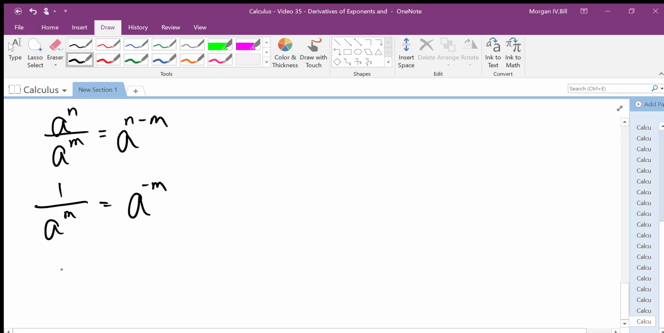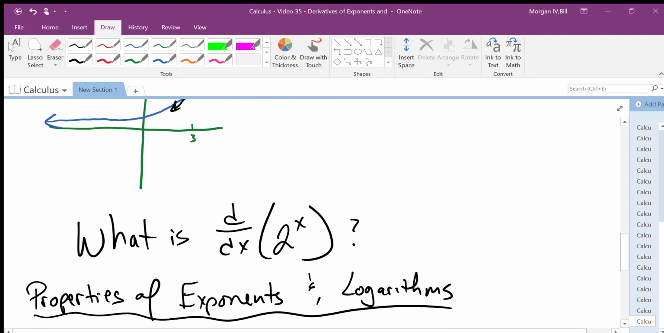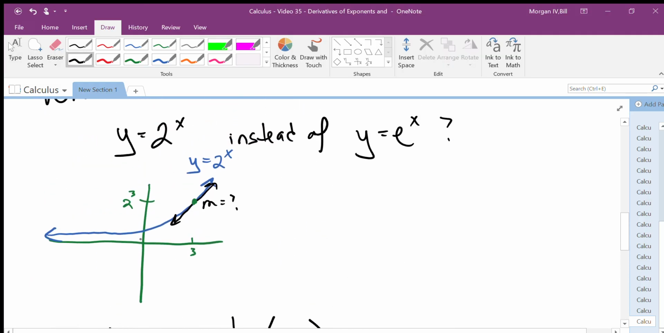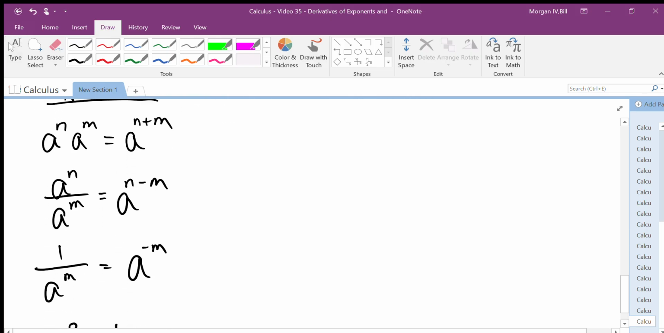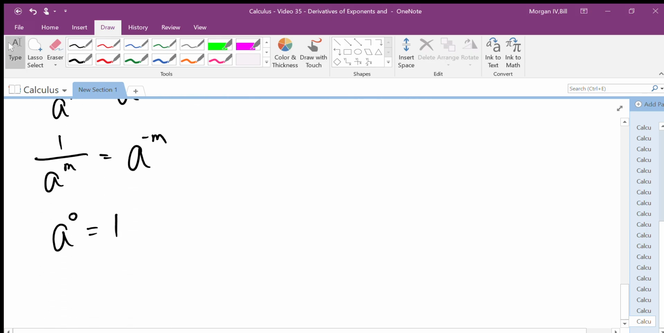Property number 4, I believe we're at. Any base to the 0 power is always equal to 1. We see that on all the graphs of our exponential functions up here. The graph at x equals 0 is crossing at a y value of 1, right? Any exponential base raised to the 0 power is 1, other than, say, if that base is 0 or infinity, but we're talking about nice real numbers here, positive real numbers.